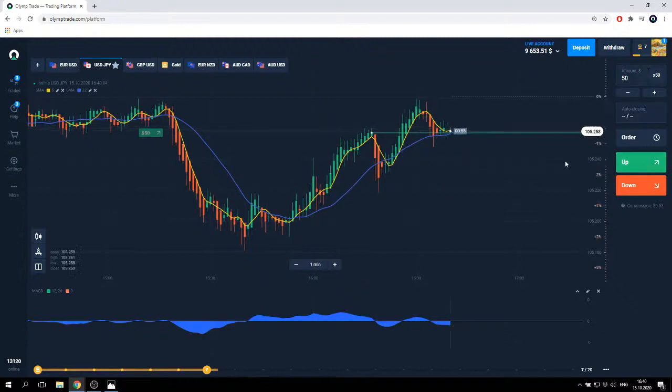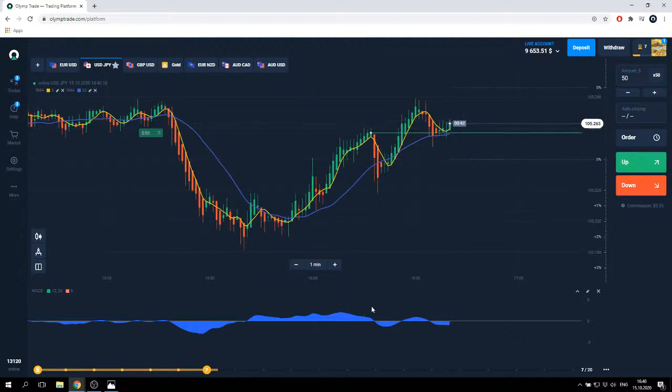So I would like to wait for some time. We can actually make an entry now also, but we'll just wait for some time, right? Because we are still not getting a signal from the MACD. But over the long term, definitely it's going to go up, and this MACD is going to intersect the zero.